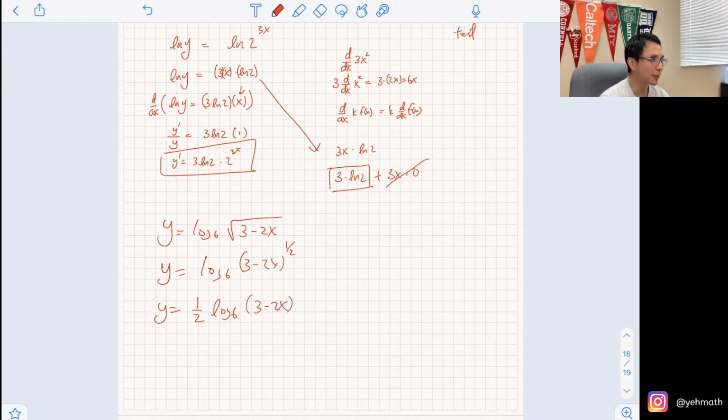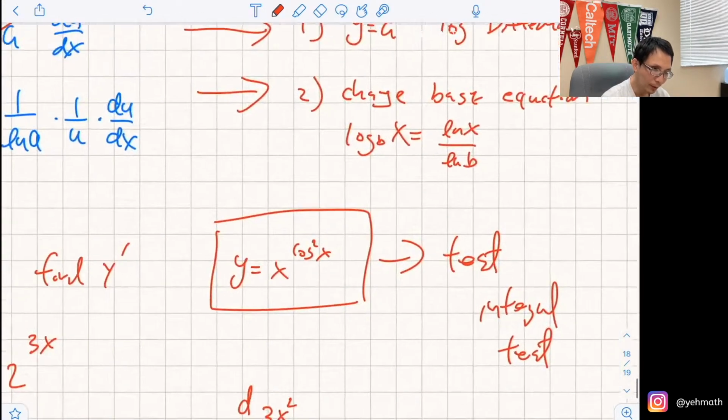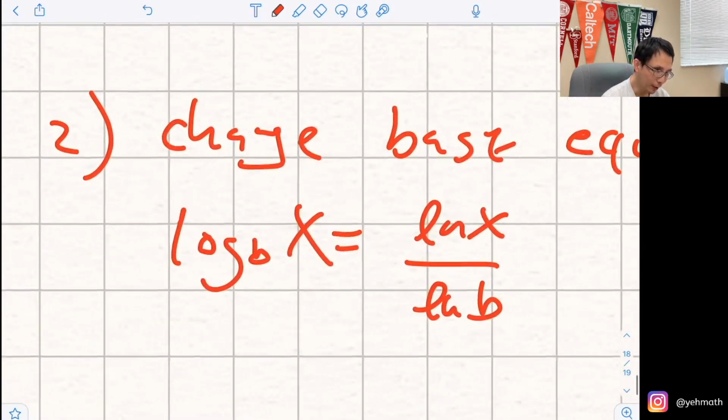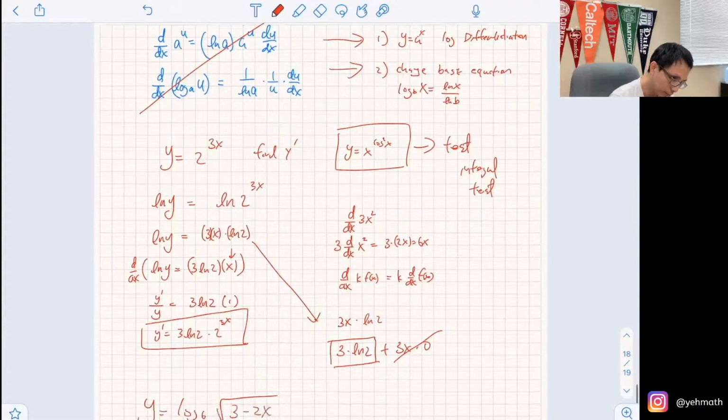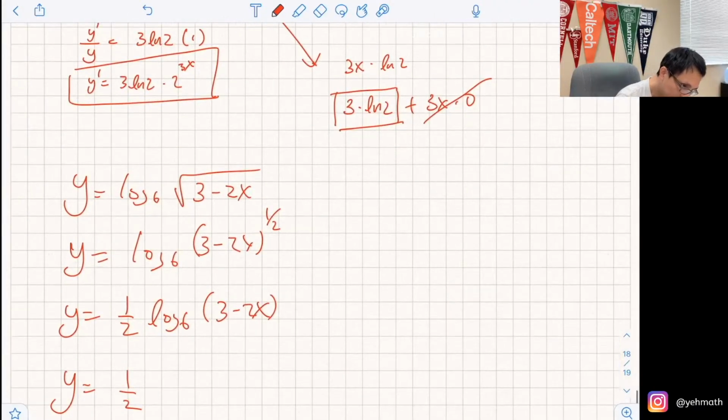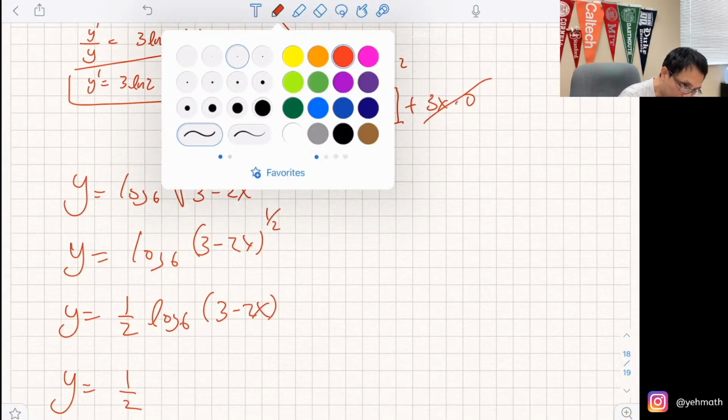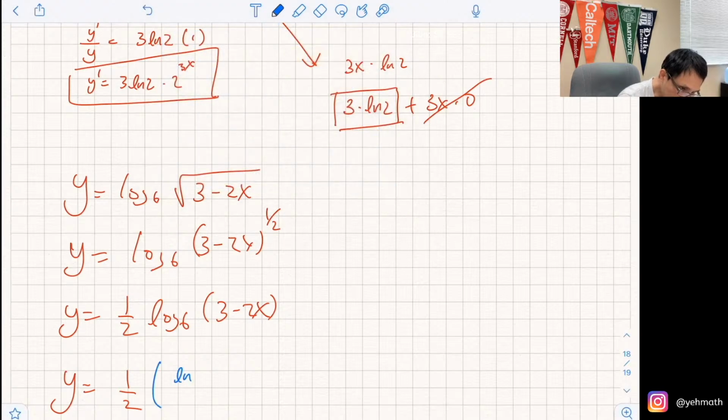Can I change log base 6 of something equal to something else? Maybe. What does this rule tell you? Log base b of x is equal to natural log of x over natural log of b. ln of 3 minus 2x over, put a 1 there. You go. Good job.